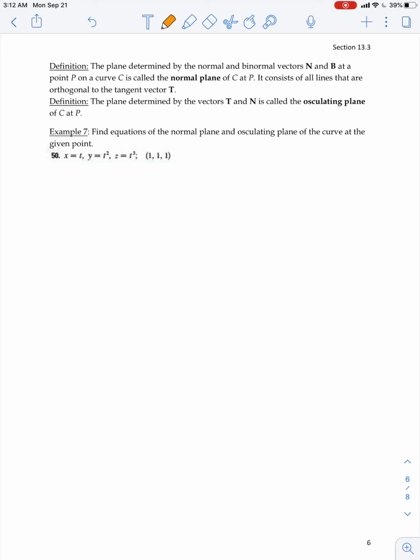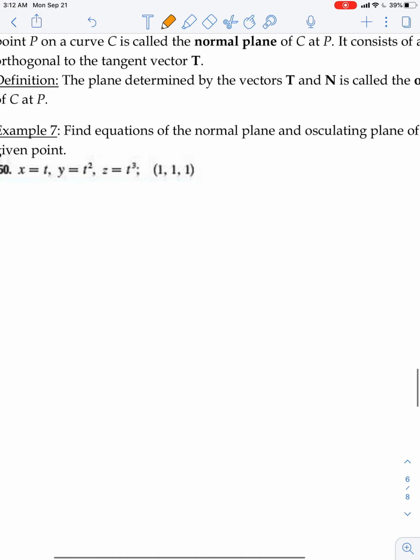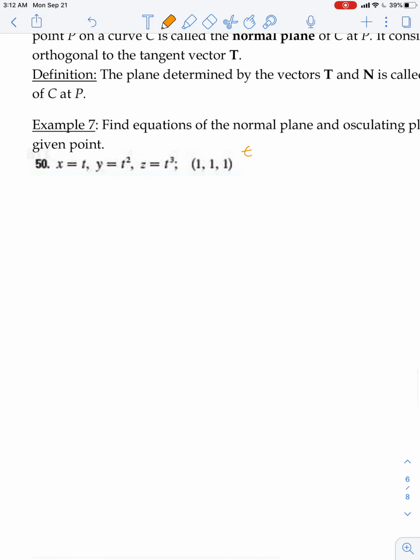What we want to do is find equations of the normal plane and osculating plane of the curve at the given point. So again, we need to find, okay, what's our point? Where are we at? When are we at? If x is equal to t, y is equal to t squared, z is equal to t cubed, and we get 1, 1, 1, it means t is equal to 1. Plugging in all these values for 1, we get 1, 1, 1. Now we need to write our vector equation, which is just r of t equals t, t squared, and t cubed.